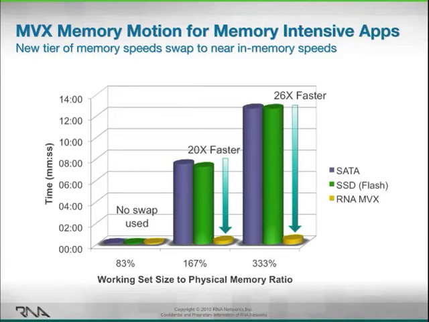In the third scenario, we actually cut the memory in half again. So now we're over 300% working set size to physical memory ratio. And you can see here again that the performance of the application in MVX stayed very much the same versus what happened when the application began to swap.